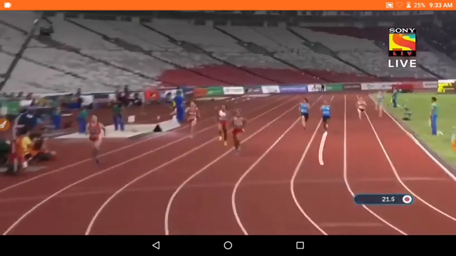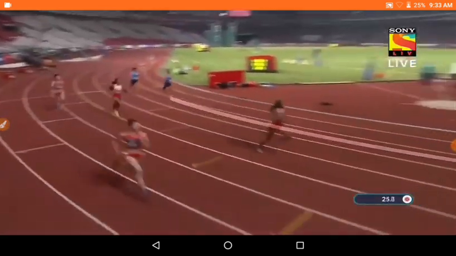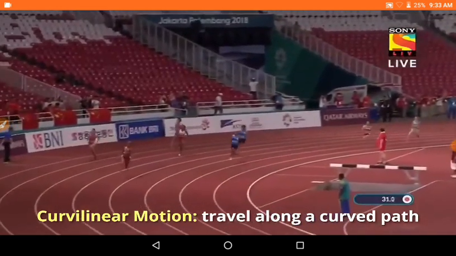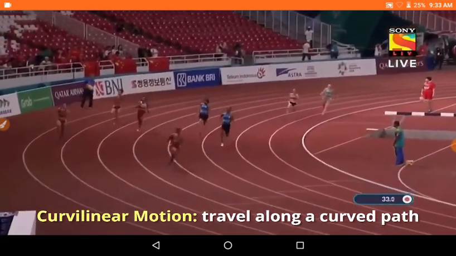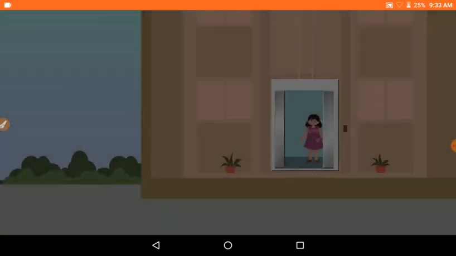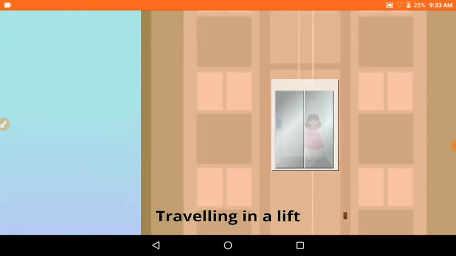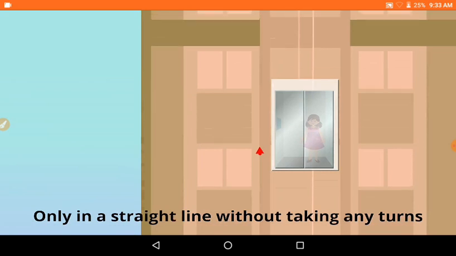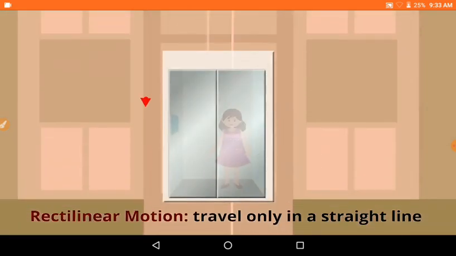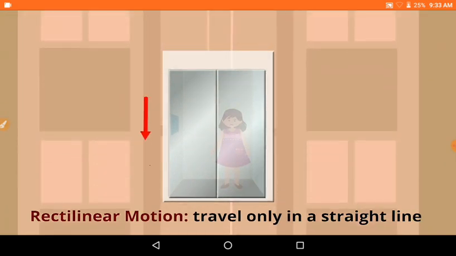However, if the path is curved, then she will turn as per the curved path. When an object or a body goes along a curved path, it is said to be in curvilinear motion. What about this girl traveling in a lift? This lift can only move in a straight line without taking any turns. Such motion that strictly follows a straight path is called rectilinear motion.